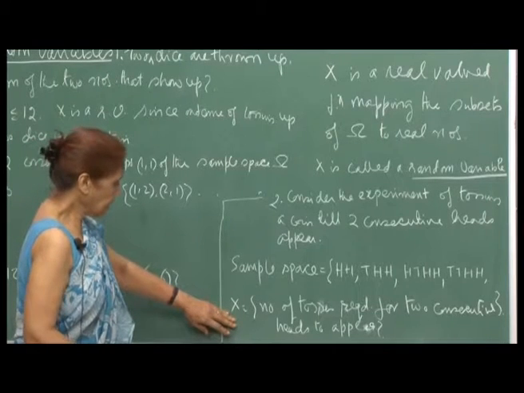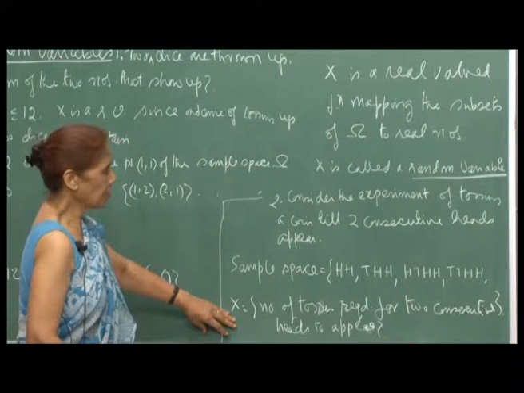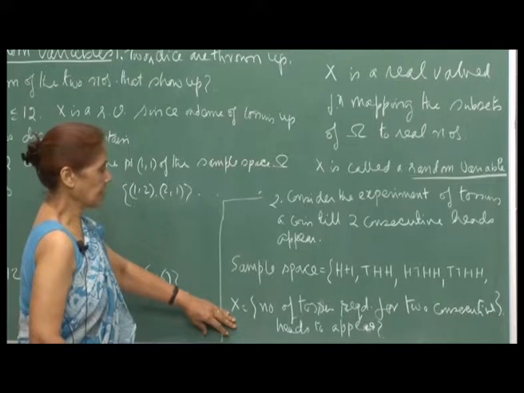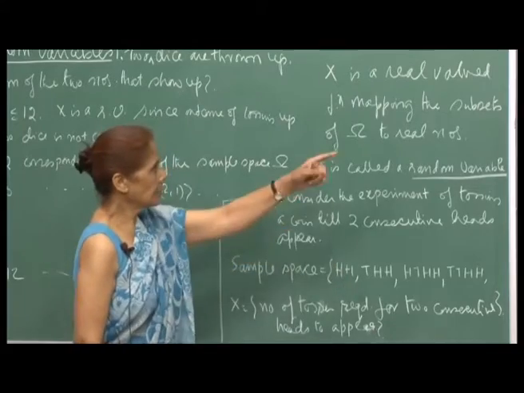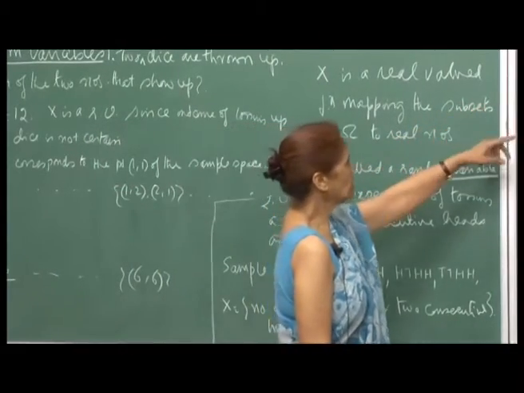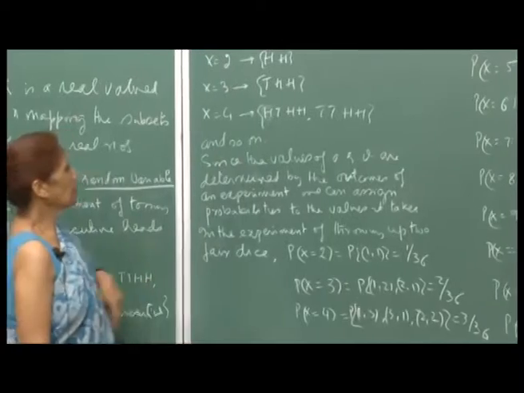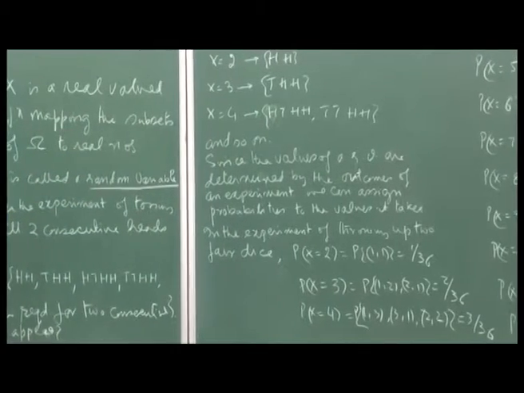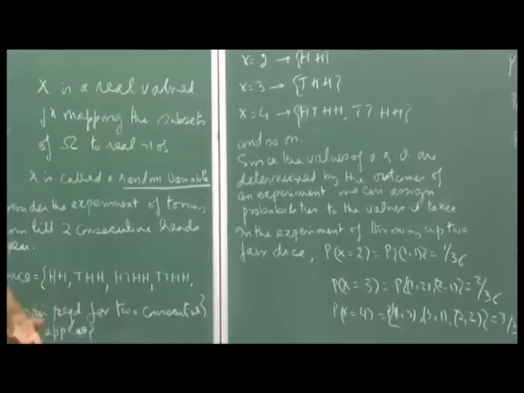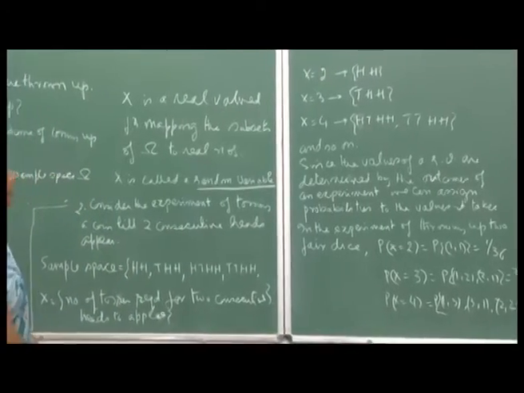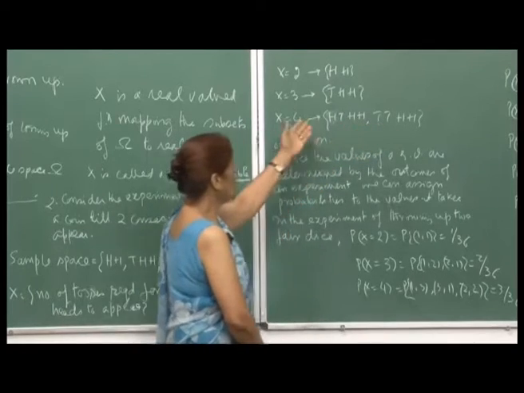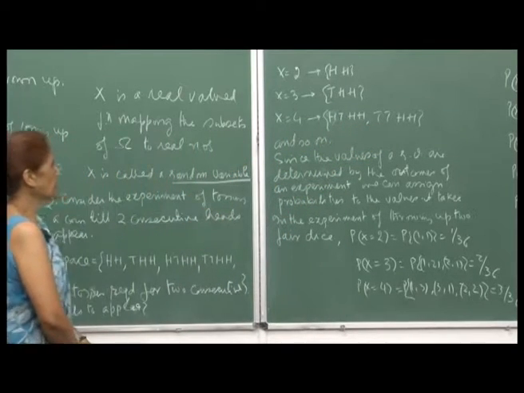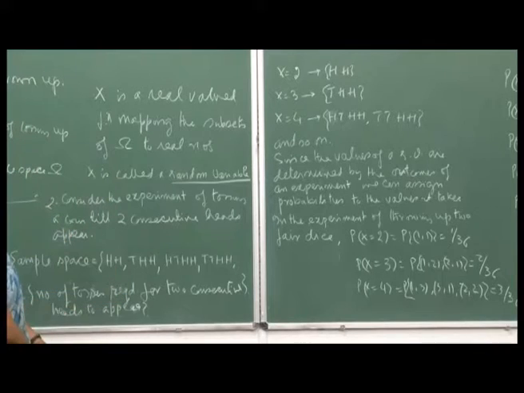Now x is the number of tosses required for 2 consecutive heads to appear. So, you see here, for example, x equal to 2 corresponds to the outcome HH. If x is 3, then it corresponds to the outcome THH. First toss gives you tail, and then the next 2 tosses give you heads. Then x equal to 4 will correspond to this, and so you can go on writing, for different values of x, the corresponding subsets of the sample space omega.